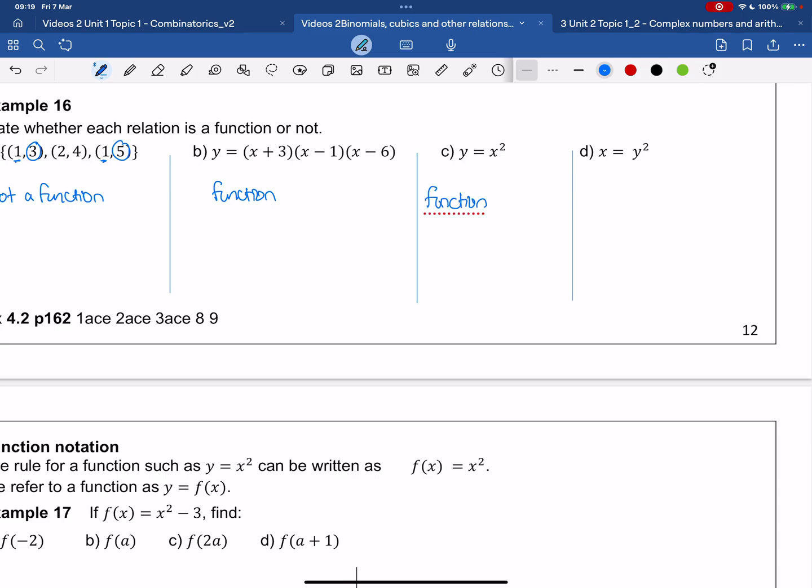And then x equals y squared. Now that's an interesting one, because, well, if I take the square root on both sides, I'm going to get a positive and a negative value. So I'm going to end up with 2 y values for each value of x, and so therefore that is not a function. And we're going to see that's actually a sideways parabola.